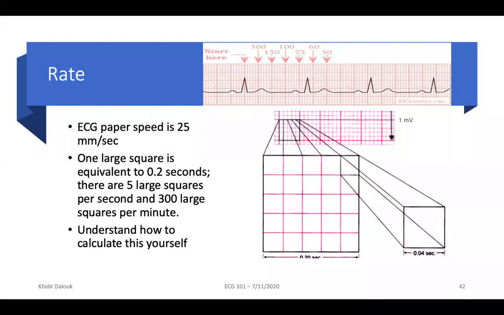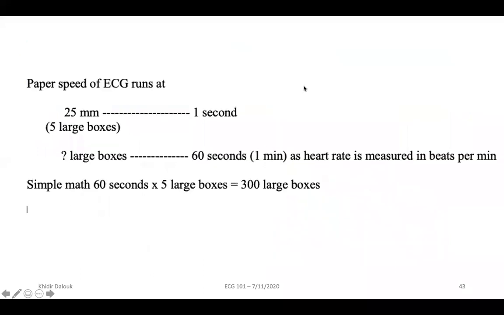So in terms of the rate, as we mentioned, it's very important to remember that the ECG paper speed is running at 25 millimeter per second. And 1 large square is equivalent to 0.2 seconds, and there are 5 large squares per second and 300 per minute. And this is where this 300 rule comes from. The simple rule is to count the number of QRSs, and 300 divided by the number of large boxes in between those QRSs will give you the heart rate. And it's just simple math.